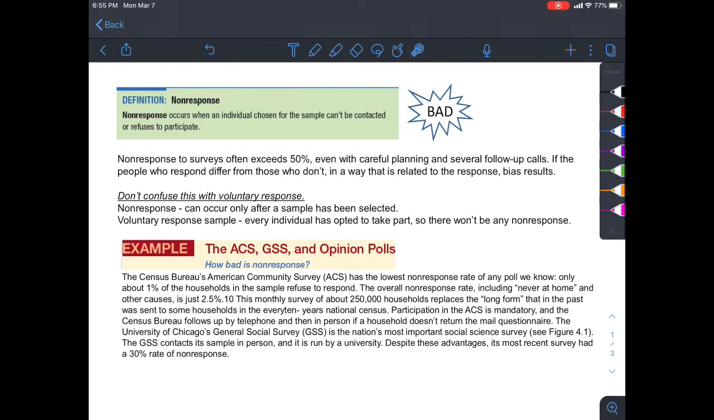All right, another type of problem that can occur is non-response. Non-response occurs when an individual chosen for the sample can't be contacted or refuses to participate. Non-response to surveys is often more than 50%, even with careful planning. People sometimes don't want to participate. They choose not to.